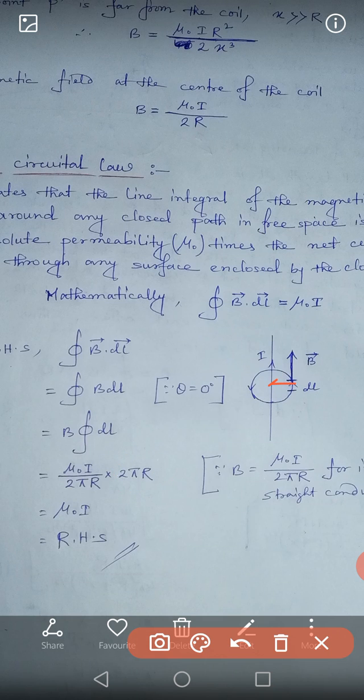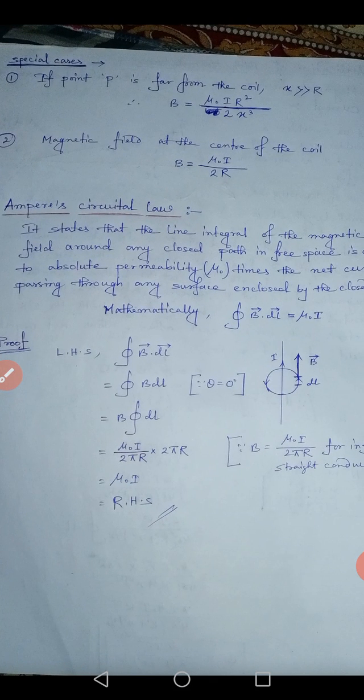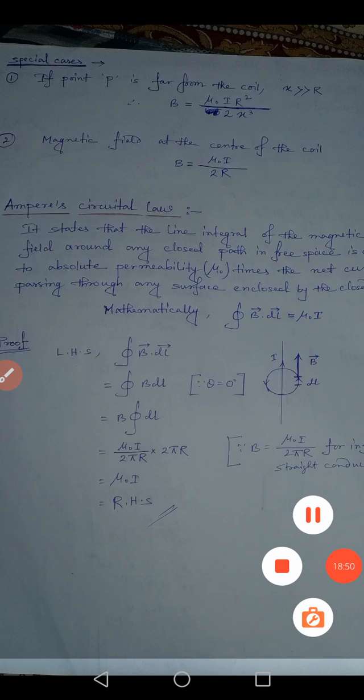Now from this, see, 2 pi r gets cancelled. What we got is mu naught I, which is the right hand side of this law. Okay, so this is the way we can prove Ampere's circuital law, and next day we will discuss the applications of Ampere's circuital law. Thank you.